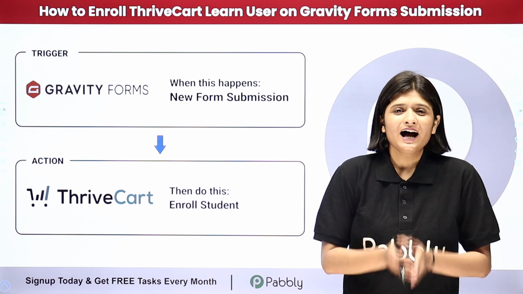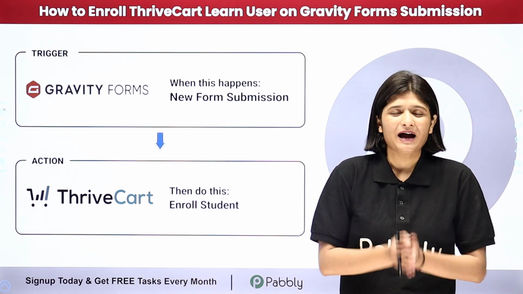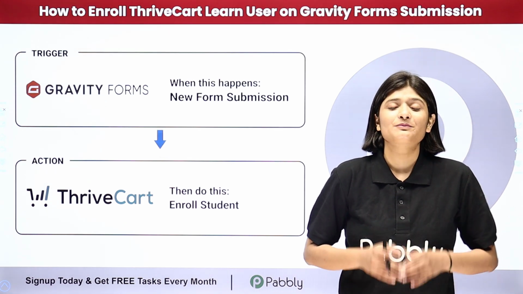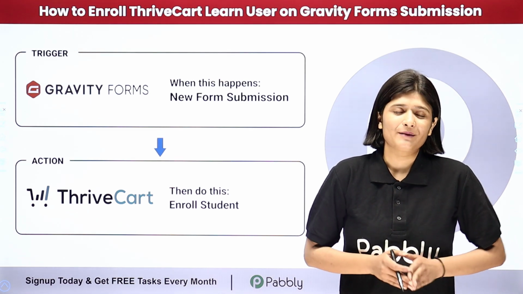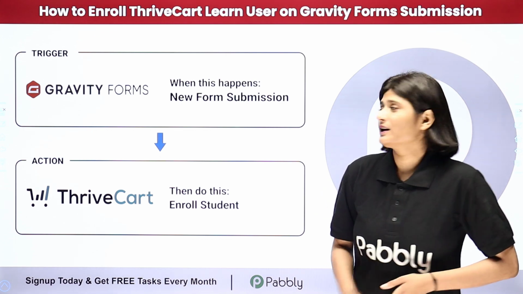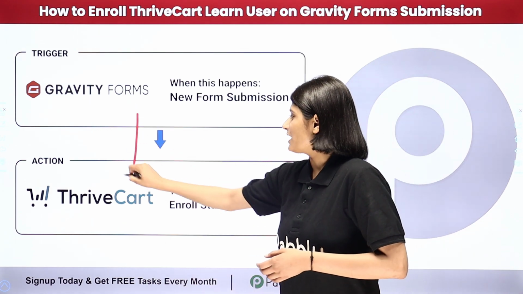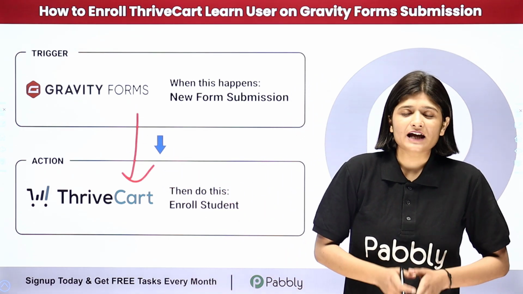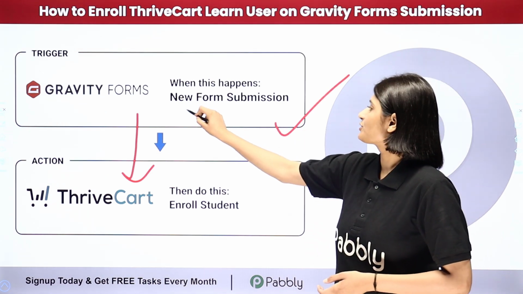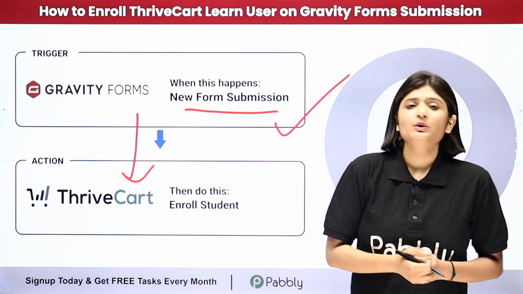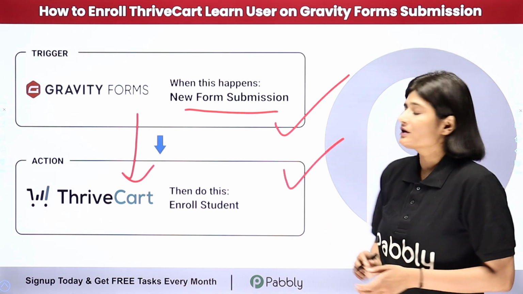Doing this manually will be a very time consuming task, so I am going to completely automate this process, and to do this automation I am going to use Pabbly Connect. Pabbly Connect is an amazing automation and integration software which requires no coding or programming skills. Here I just need to build a connection between Gravity Forms and Thrivecart. With the help of Pabbly Connect, I am going to build this connection in such a way that whenever there is a new form submission in my Gravity Forms, the student will be automatically enrolled in this Thrivecart course.